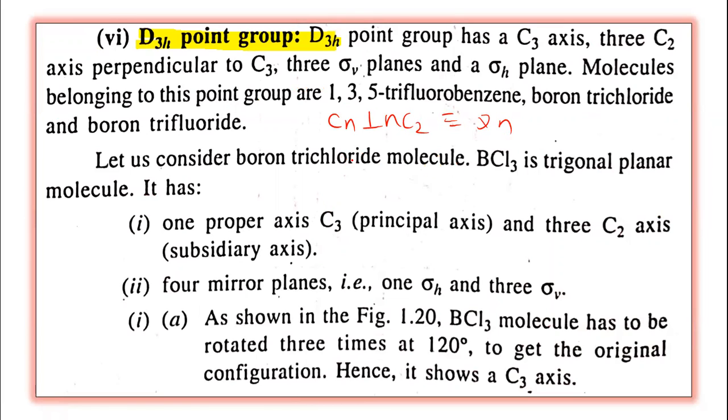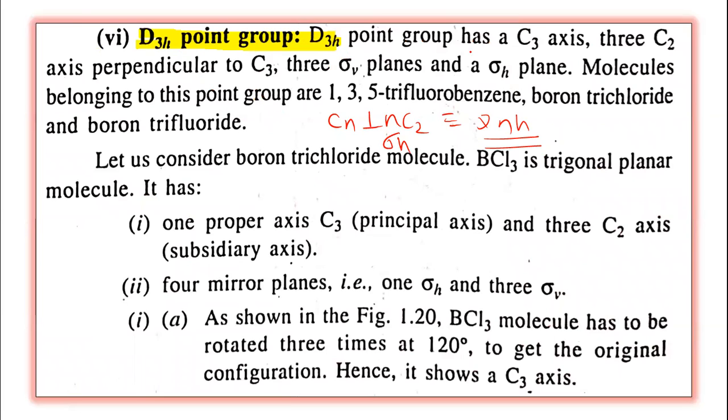Now, if the molecule has a Cn axis along with nC2 axes perpendicular to it and a horizontal plane of symmetry, sigma h, then the point group assigned to the molecule is Dnh. That is another rule. So let us take an example of this Dnh type of point group, that is D3h.